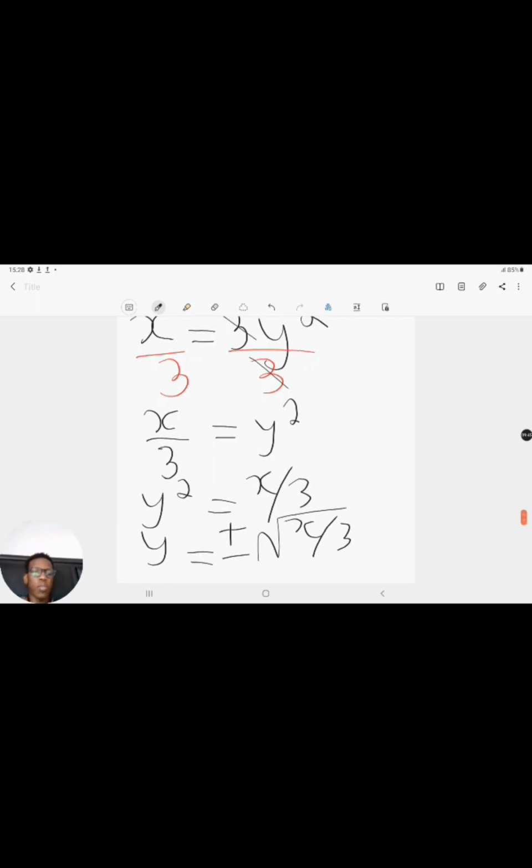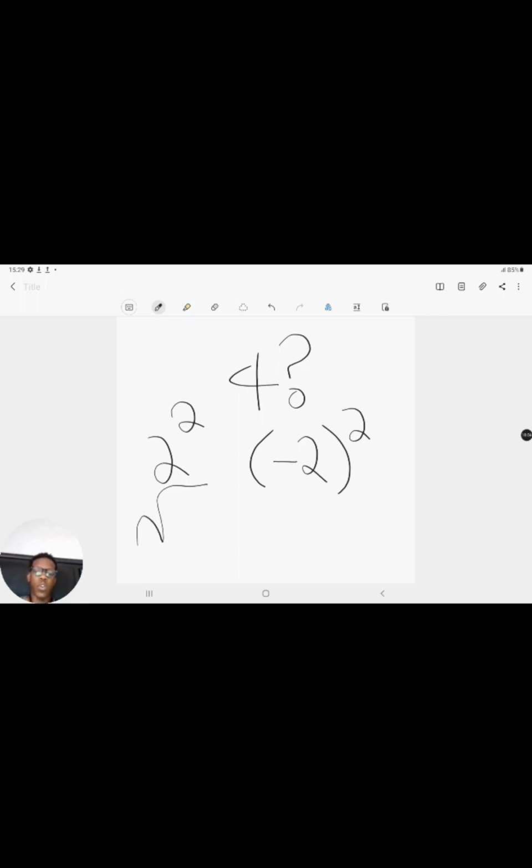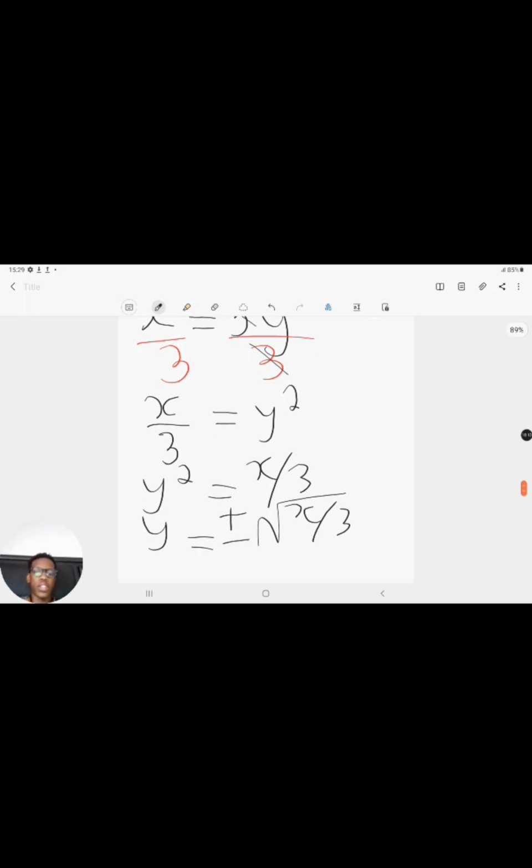Now, why am I adding that plus or minus? Just remember that if I ask you which number you have to square to get 4, you will tell me that you have to square 2. But I can also square negative 2 in brackets. Negative 2 can give me 4. Therefore, the square root of 4 is equal to plus or minus 2. It's not just 2. This is why I've got these negatives here, because y squared can be given by this expression squared, but it can be either positive or negative. So that's why.